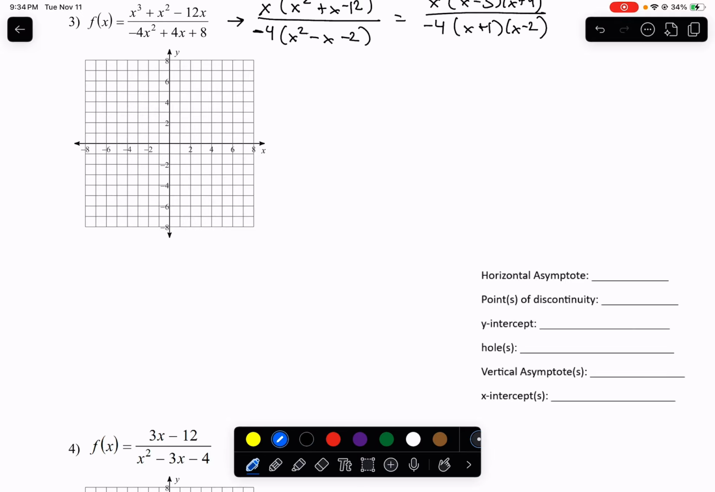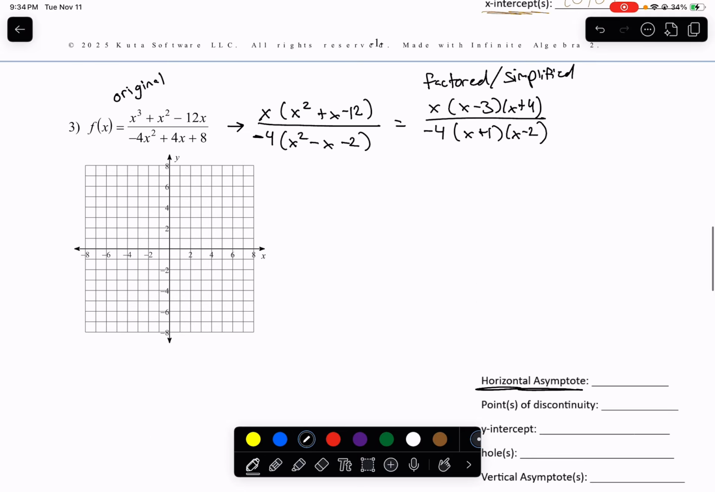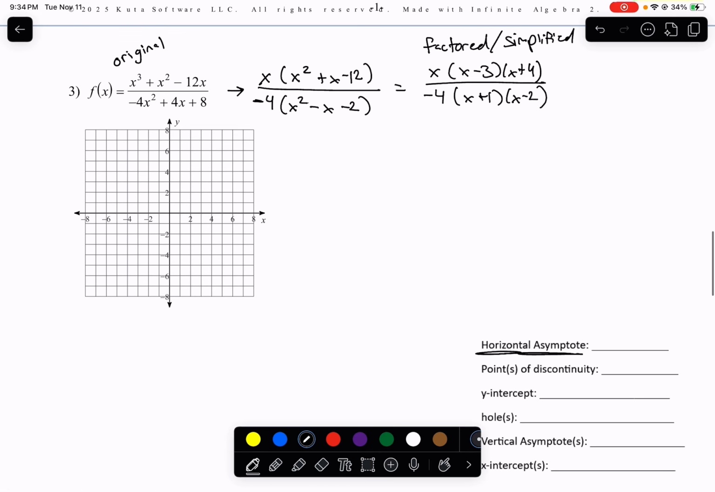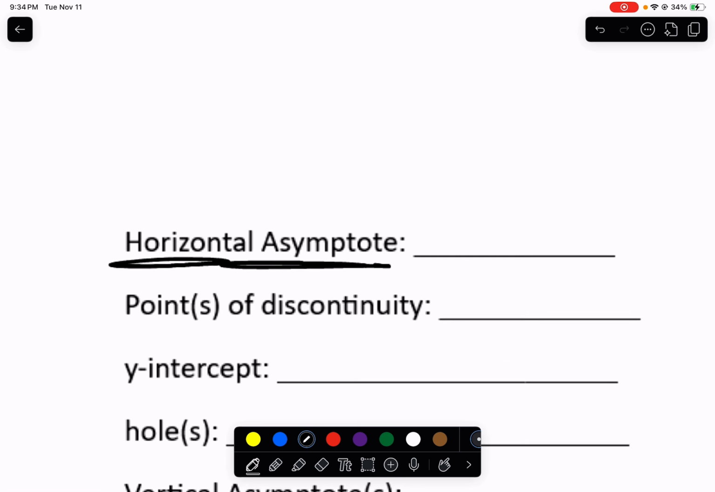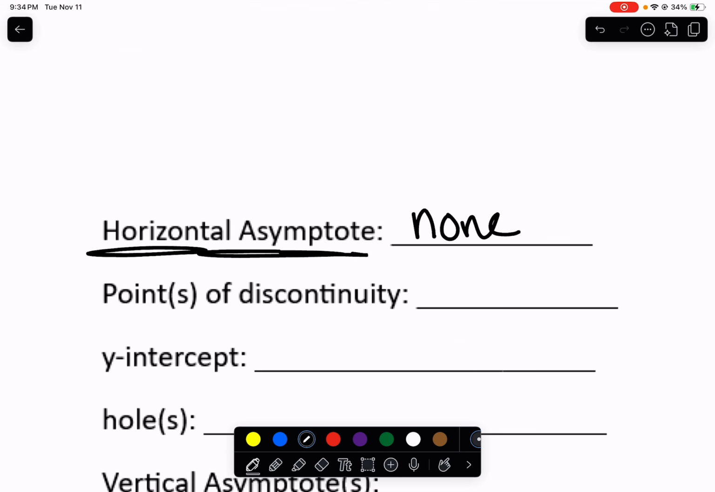All right, so let's see. We got our horizontal asymptote here. For our horizontal asymptote, we have to look at the degree of the numerator and the degree of the denominator. In this case, the degree of the numerator is bigger than the degree of the denominator, which means we do not have a horizontal asymptote, so we would put none. We have what we would call a slant asymptote, which don't worry about. You just need to know that there's no horizontal asymptote.